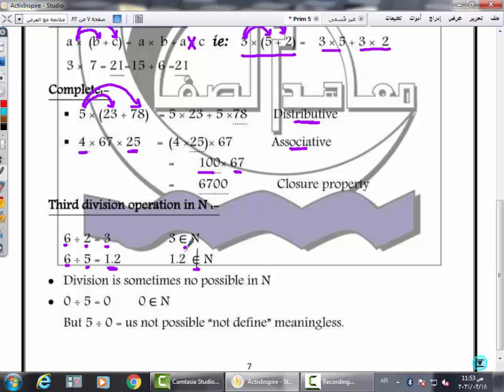0 divided by 5. The result will be 0, and 0 belongs to natural. But 5 divided by 0 is meaningless. We can't divide 5 by 0.